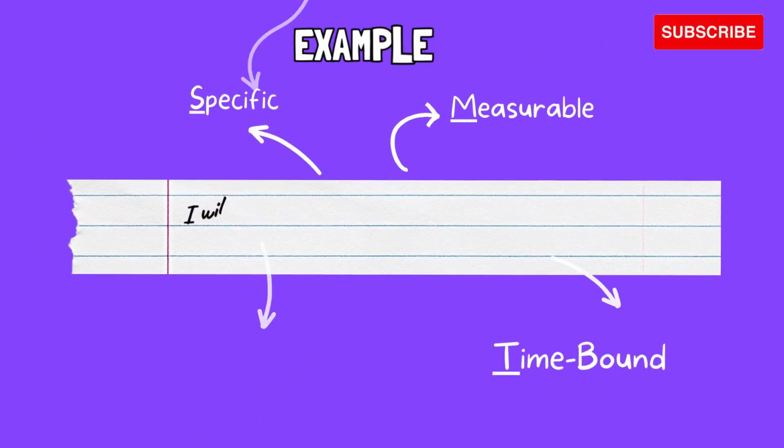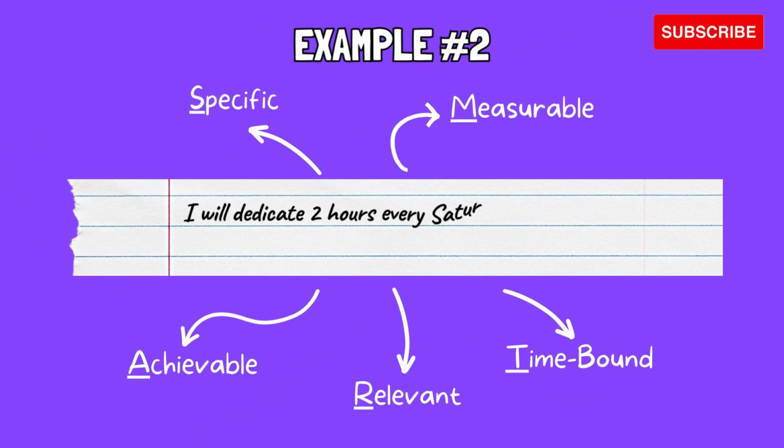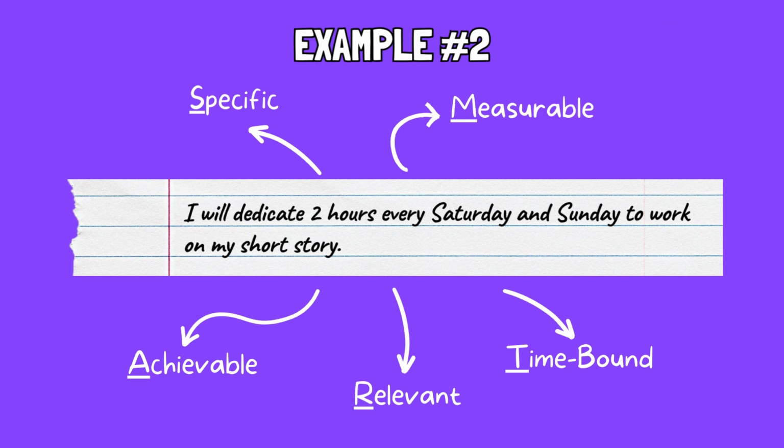Example 2. Develop a writing routine by dedicating 2 hours every Saturday and Sunday to work on a short story. This goal is achievable, featuring a realistic time commitment, relevant as it focuses on a short story, and time-bound as it's scheduled every Saturday and Sunday.